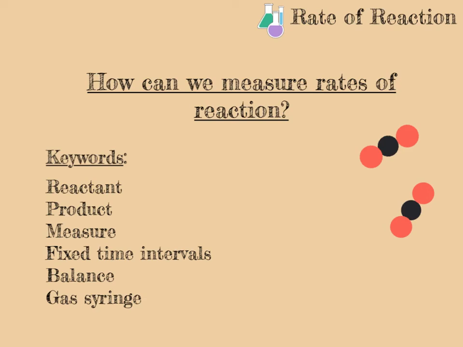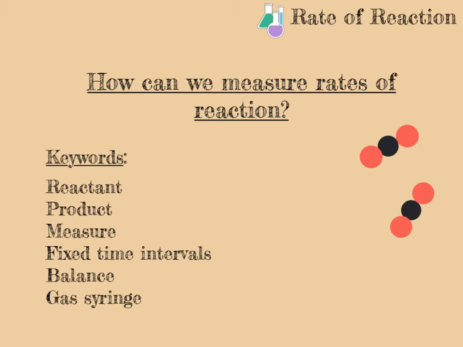In this short video, we are going to look at how we can measure rates of reaction. So we've already seen how we can calculate rate of reaction by looking at either the quantity of reactant that's used up over time or the quantity of product that's formed over time. But to be able to use those two equations, we need to actually measure something in a lab so that we know how much reactant was used or how much product was used.